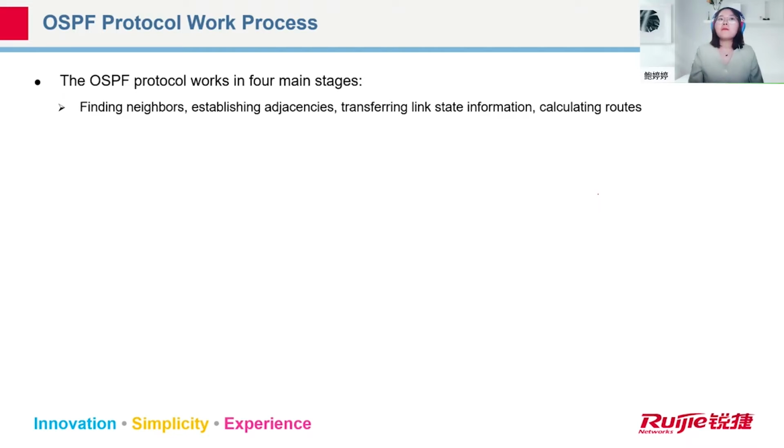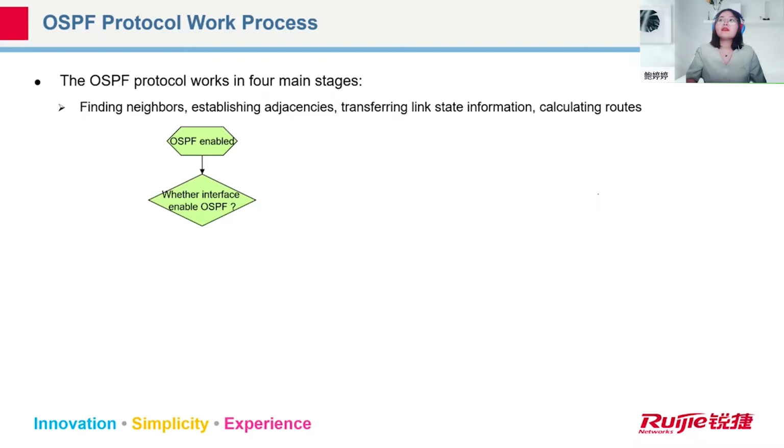So these are the main 4 stages of OSPF, and let's see the process. The first one is how to find the neighbor. We have to enable OSPF. About the enable, the first one, we have to enable the OSPF process in the devices.